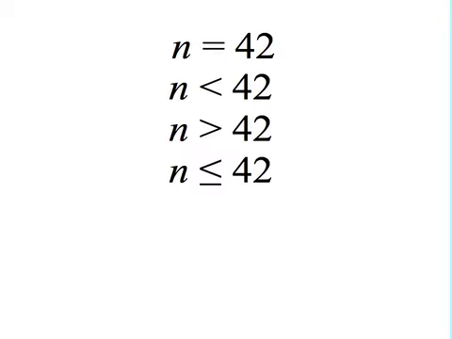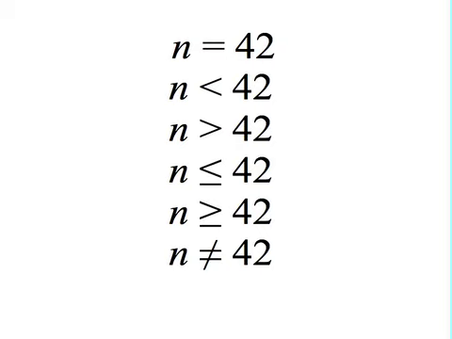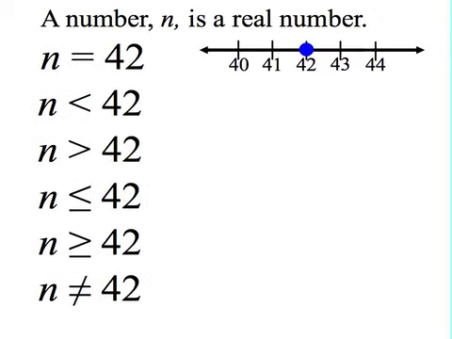Another way of saying we're looking for numbers 42 or less. And here is N is greater than or equal to 42. And finally, one more inequality. N does not equal 42. For N is equal to 42, that one's pretty straightforward. We put a dot over 42 to show that 42 is our solution set.